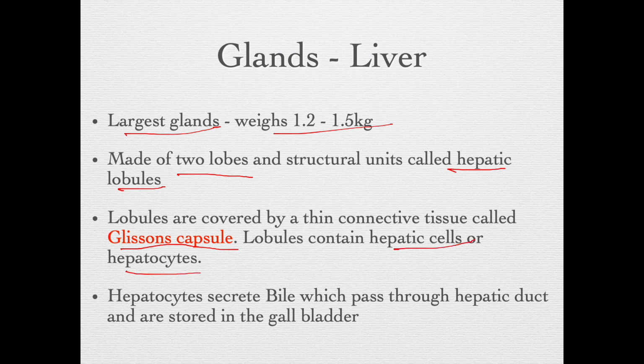The hepatocytes secrete a substance called bile. I'll explain a little more about bile and its role in digestion in the next couple of slides. Right now we need to know that bile is produced by the hepatocytes. It is carried by the hepatic duct and it is stored in an organ called the gallbladder.